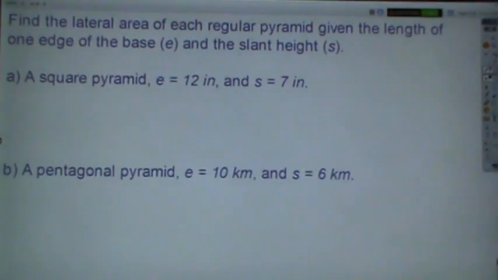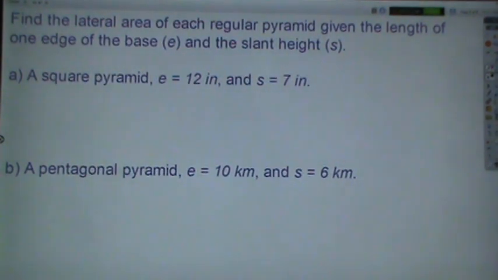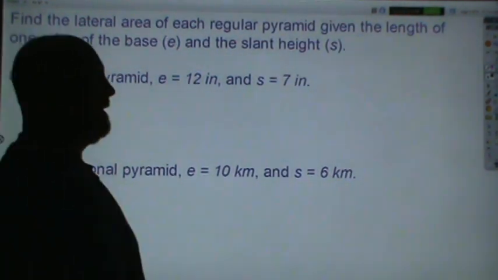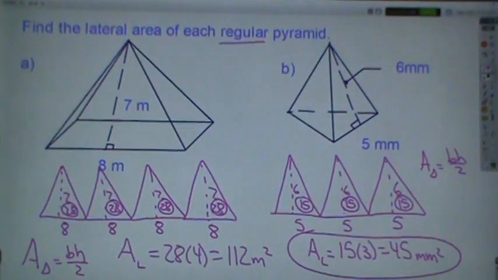Here it says to find the lateral area of each regular pyramid given the length of one edge of the base, they're calling that E, and the slant height S. So what we could do is draw another net, or maybe we could come up with a formula based on what we did on these previous problems.